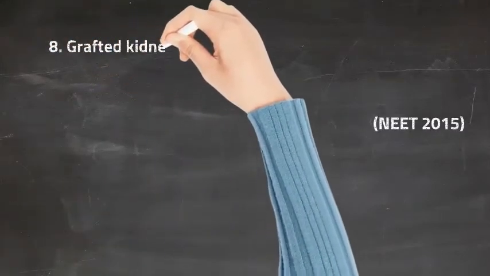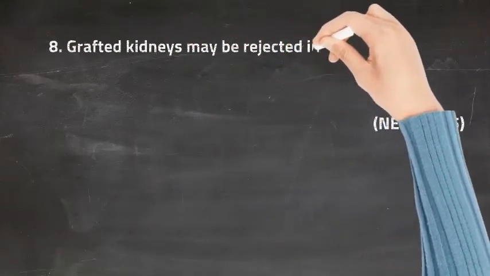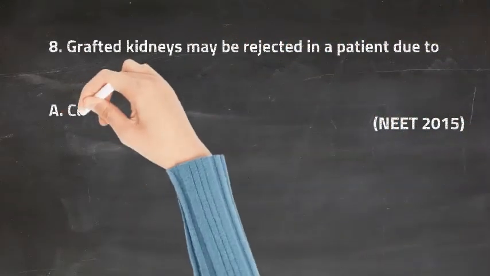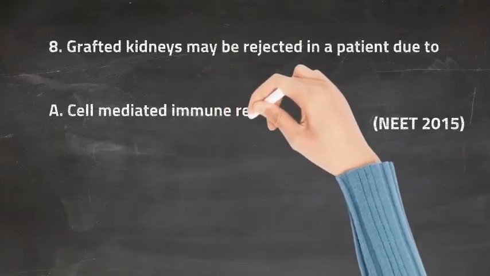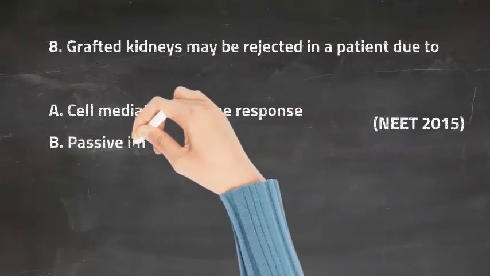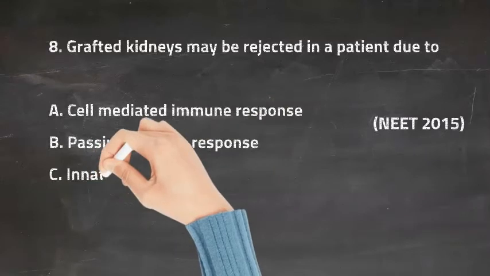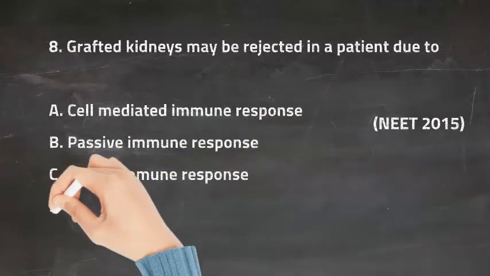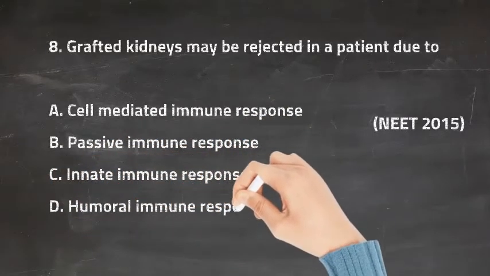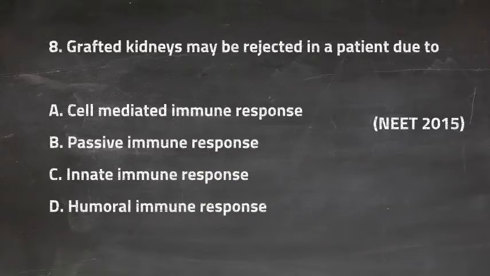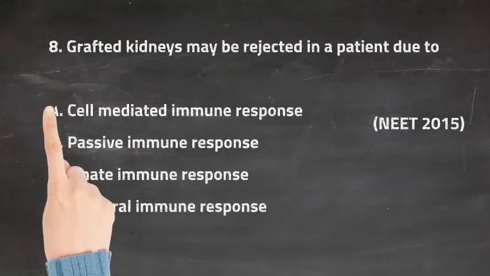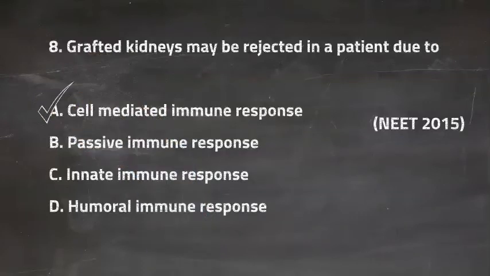Question 8th. Grafted kidneys may be rejected in a patient due to option A is cell mediated immune response, option B is passive immune response, option C is innate immune response, and the last option is humoral immune response. The right answer for this question is option A, which is cell mediated immune response.